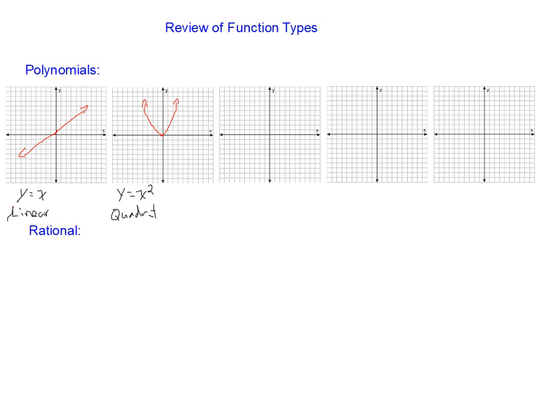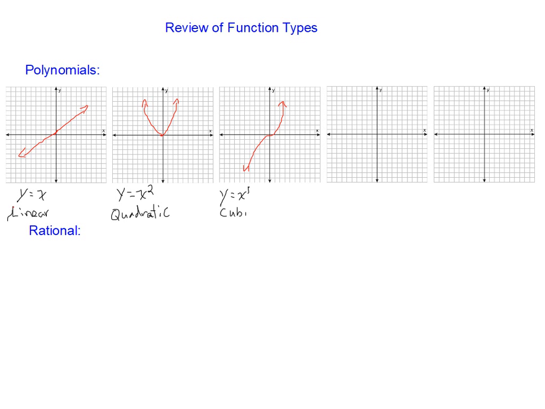Now there are many other types. Those are the types of polynomials that you've looked at so far. There are many other types. So there's one that might look like this. And again, I'll just do this roughly. This would be y equals x cubed. And hopefully you're starting to see a bit of a pattern here. We would call this a cubic function.